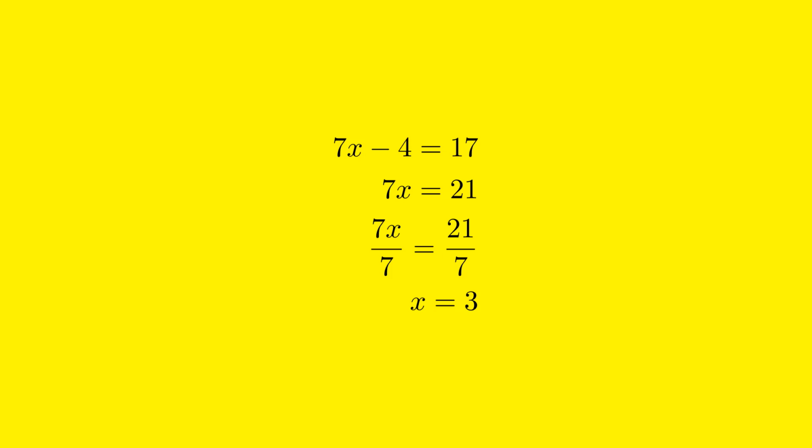When we divide the left side by 7, we are left with just x because 7 divided by 7 equals 1, and 1 times x is simply x. On the right side, we need to also divide 21 by 7. So the equation changes as follows. 7 times x divided by 7 equals 21 divided by 7. This simplifies to x equals 3. Therefore, the solution to the equation 7 times x minus 4 equals 17 is x equals 3.